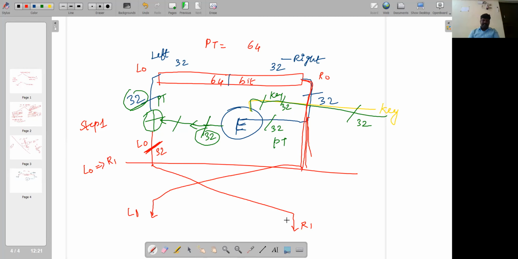Now after that, the process is going to be repeated. Due to insufficient space, I'll take another page. What I could do is just minimize this.